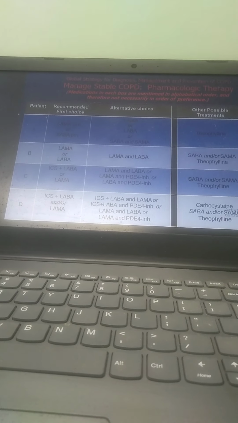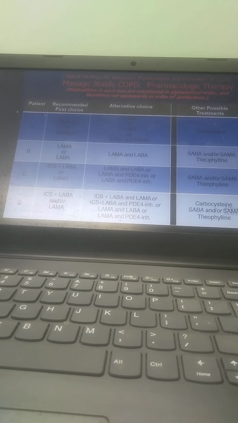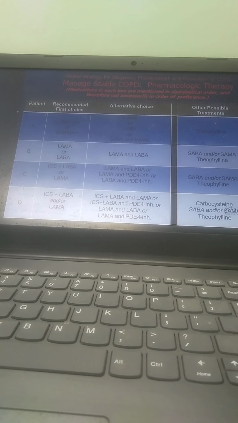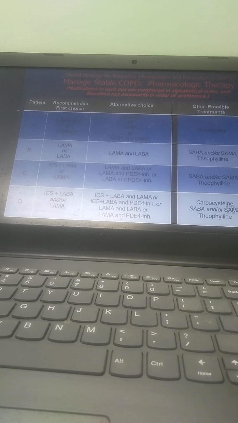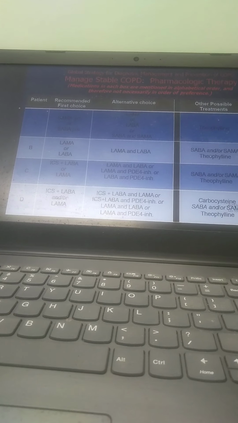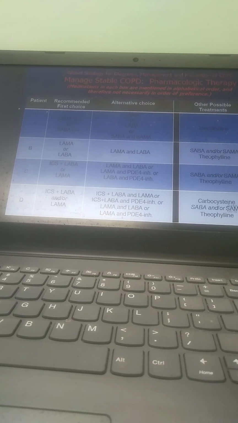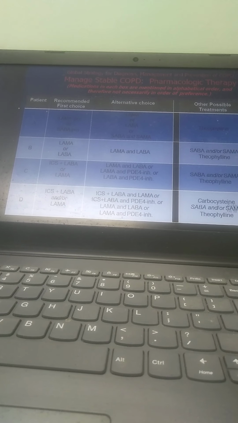Then we have C, ICS like corticosteroids plus LABA or LAMA. So we can say LAMA and LABA, or LAMA and PDE4 means theophylline, or LABA and PDE4 like theophylline, and SABA and or SAMA and theophylline. See, here there are options. Then we have ICS like corticosteroids plus LABA and or LAMA. Now in the alternate we have ICS plus LABA and LAMA, or ICS plus LABA and PDE4 theophylline, or LAMA and LABA, or LAMA and PDE4.